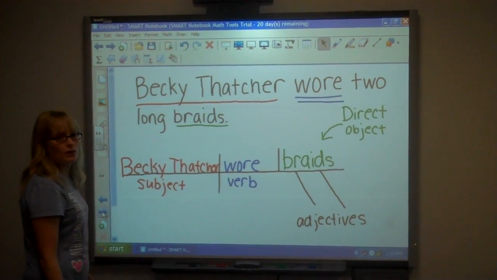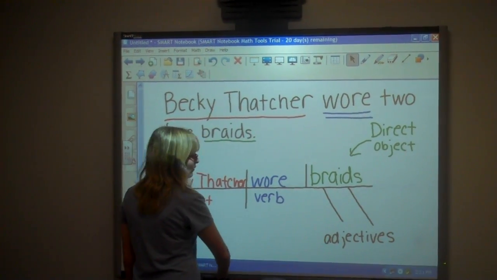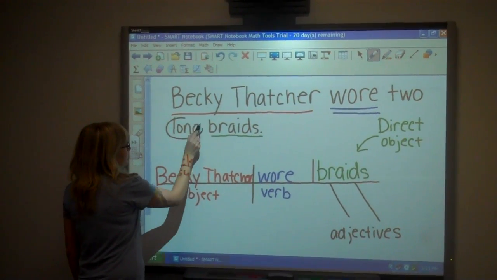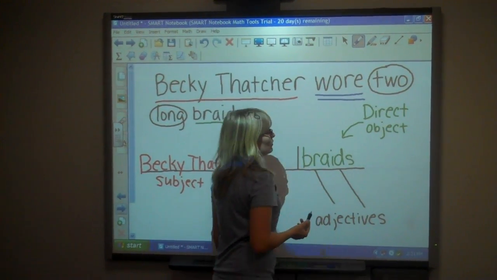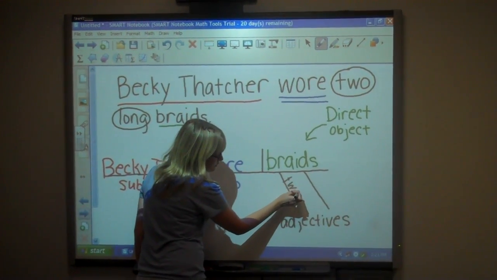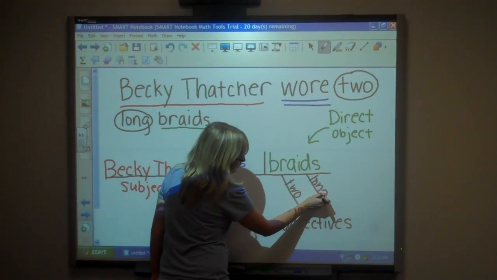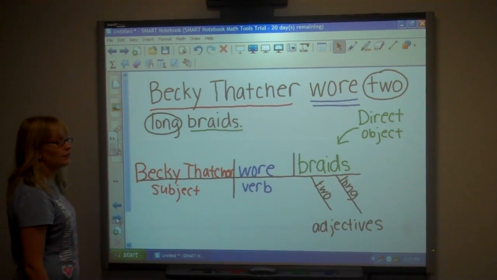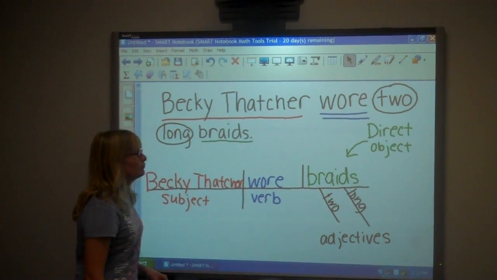It describes what kind of braids she wore. She wore 2 long braids. So those are going to be the adjectives that modify the direct object. So long and 2 modify braids. So she wore 2 long braids. Those will go directly underneath the direct object. And now you can reread the sentence as Becky Thatcher wore 2 long braids.